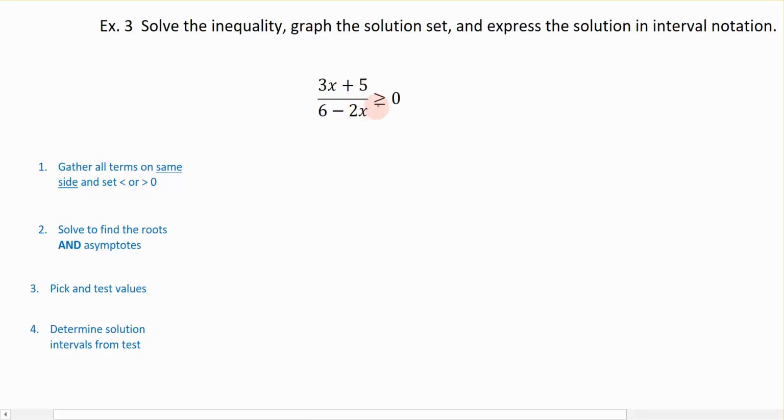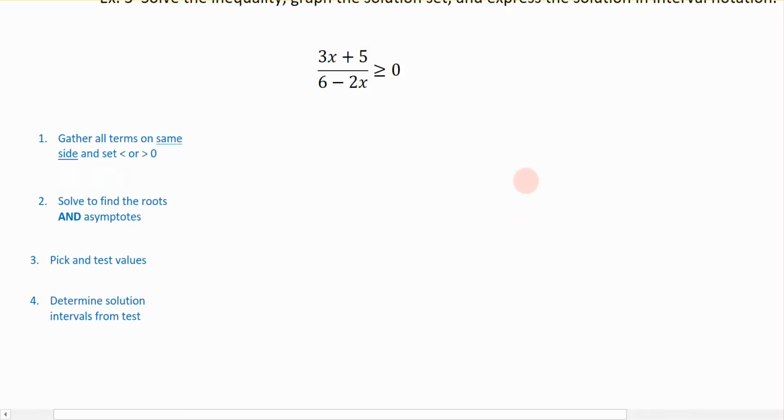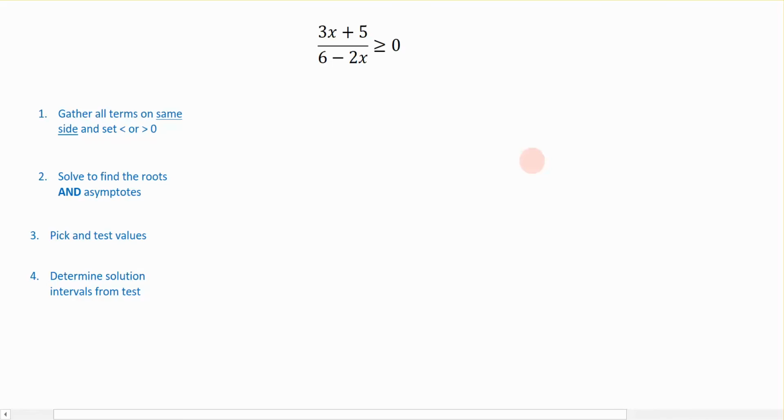Here's the rational inequality that I'm looking at, and just like when we were talking about a polynomial inequality, you want to make sure that everything is on the left-hand side and that it's either greater than or equal to 0. Luckily, that's what we have in this particular example, so we don't have to gather everything up. We can go down here and move directly into step number 2.